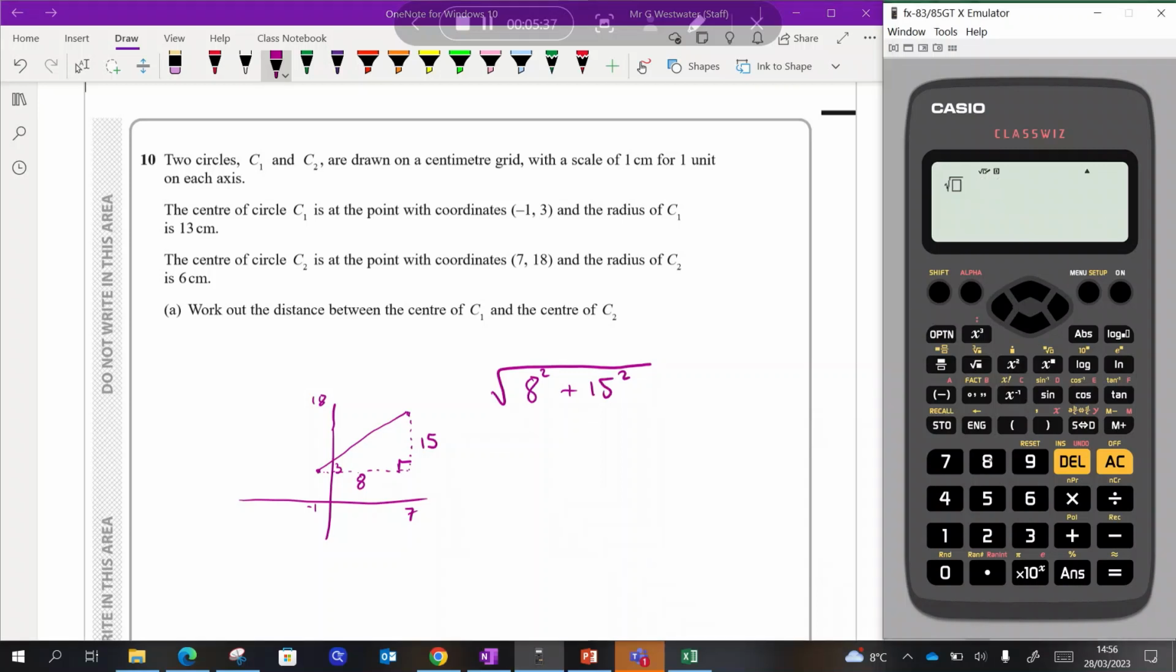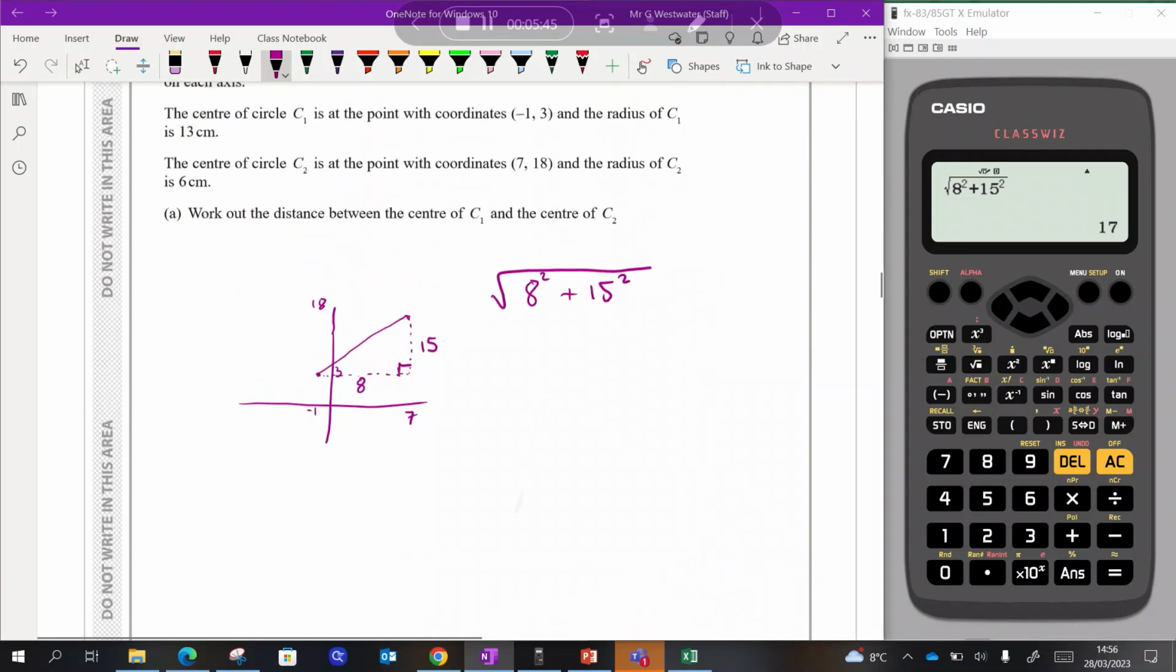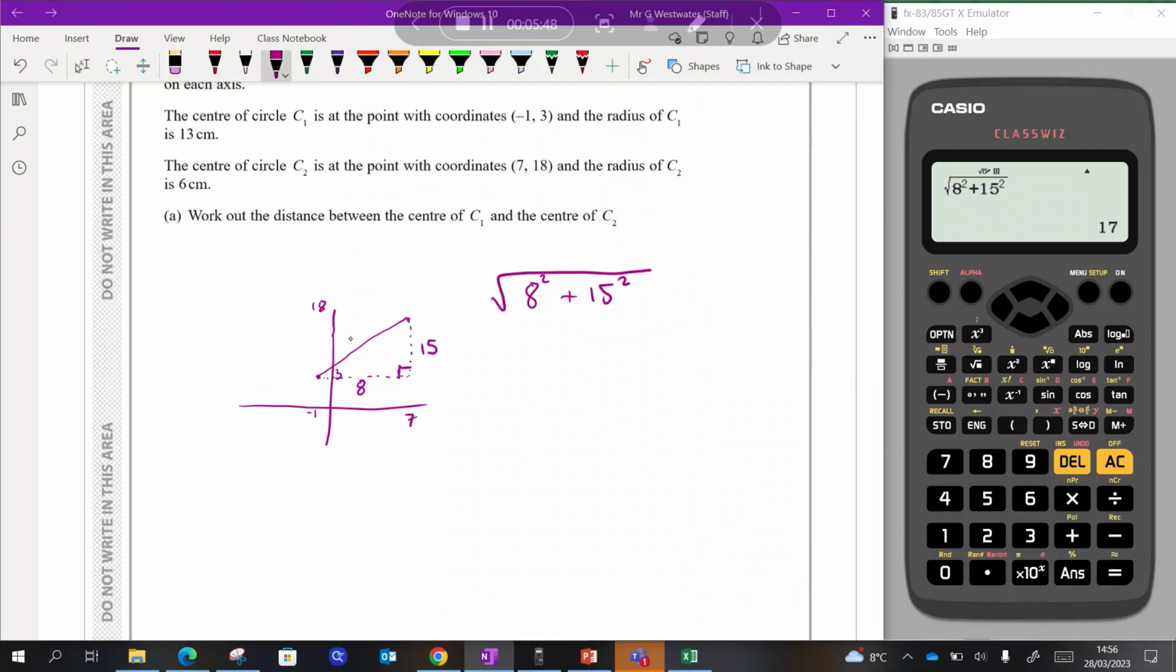So let's type that in. 8 squared plus 15 squared, square rooted, is 17. So this is going to be 17 centimetres. If you're not sure where this came from, let's call this distance d. Well, in fact, this is our hypotenuse, so let's call it h. And now we can say h squared is going to equal 8 squared plus 15 squared, so h will be the square root of all of that. One of the many applications of Pythagoras' theorem, finding the distance between 2 points.